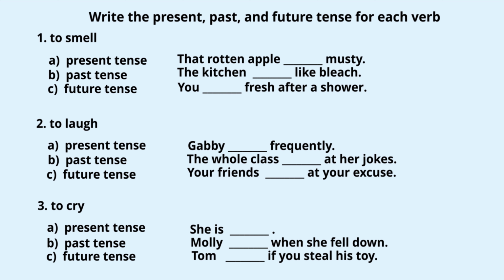The last one, the base verb is to cry. The first sentence should be in present tense. She is blank. We can say she is crying. That means at present, right at this moment, she is crying. So, crying would be the present tense. Past tense, Molly blank when she fell down. Molly cried when she fell down. Because we have a y and the R is the consonant, we replace that y with i and then add an ed. So it became cried. Molly cried when she fell down.